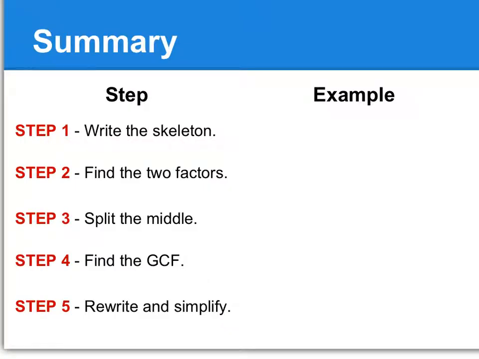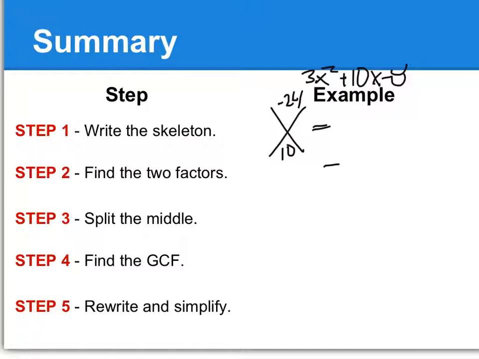Alright, so step 1, let me look at an example. Okay. Step 1 is always write the skeleton. I'm going to use, in this example, 3x squared plus 10x minus 8. Remember that in this case, on the top you would have -8 times 3, which is -24. On the bottom you'd have 10. And you figure out the numbers.